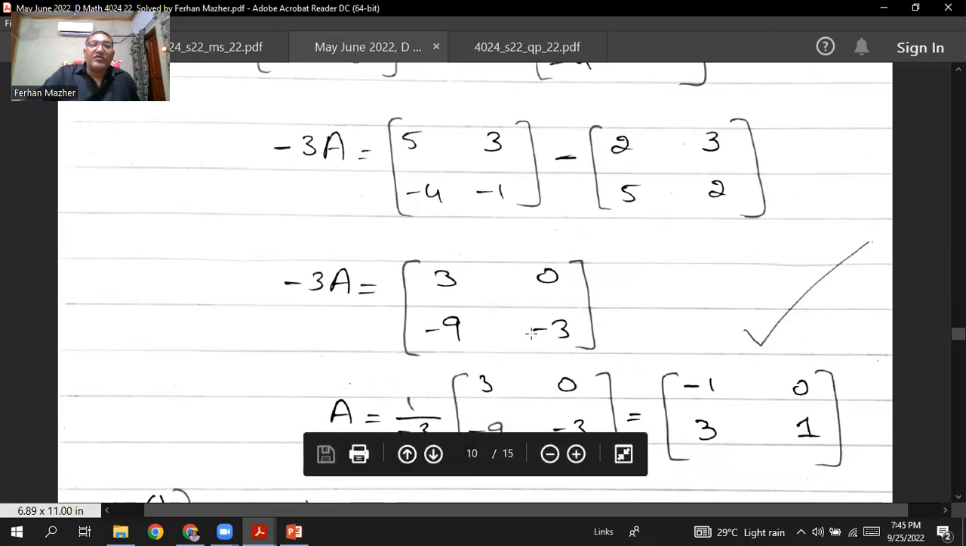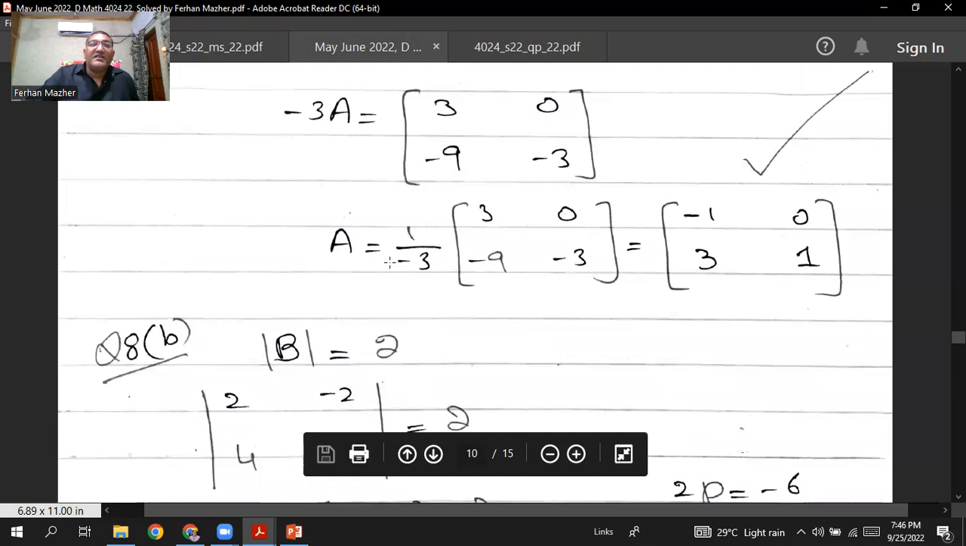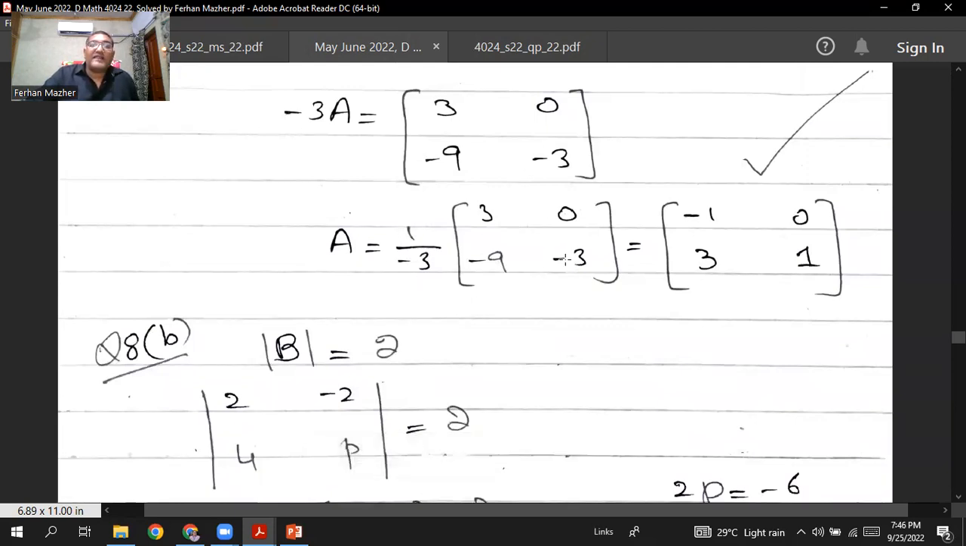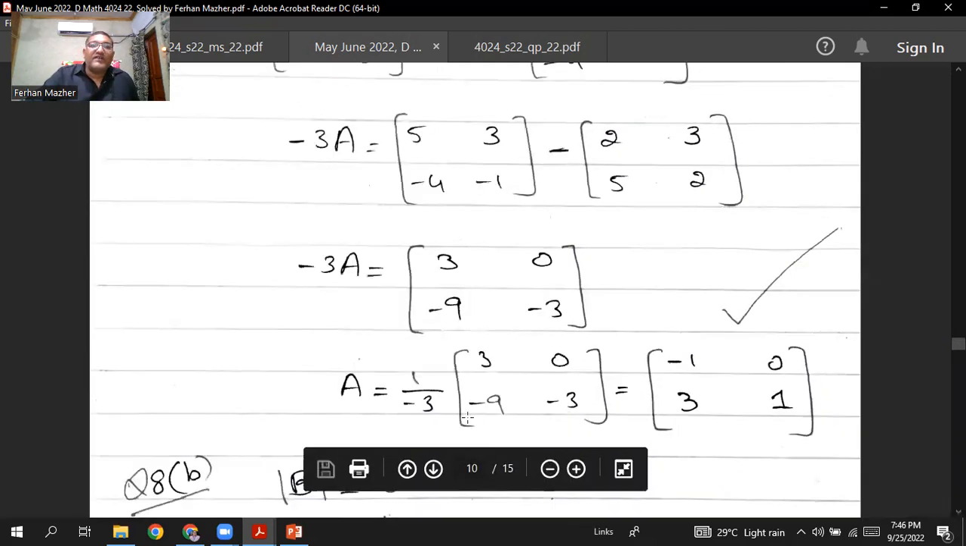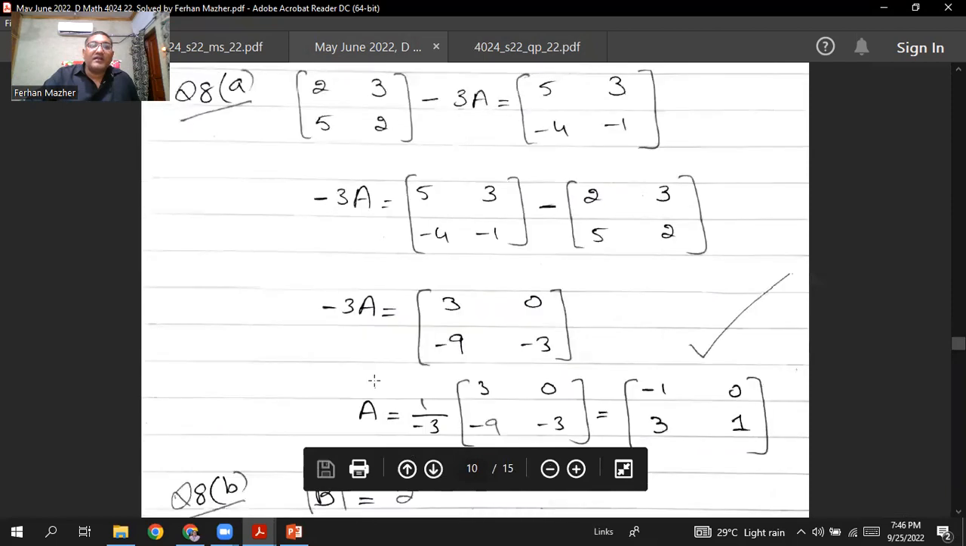So this minus 3 will go on the other side. It will divide there. So you will have 1 divided by minus 3 and 3, 0, minus 9, minus 3. If you divide all these numbers with this minus 3, you will get minus 1, 0, 3, 1. So this is how you do this question. So let me reduce the size so you can see the whole question together. So that's question number 8 and its A part.